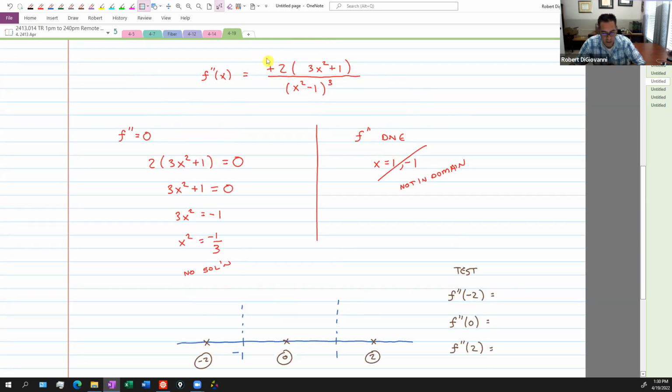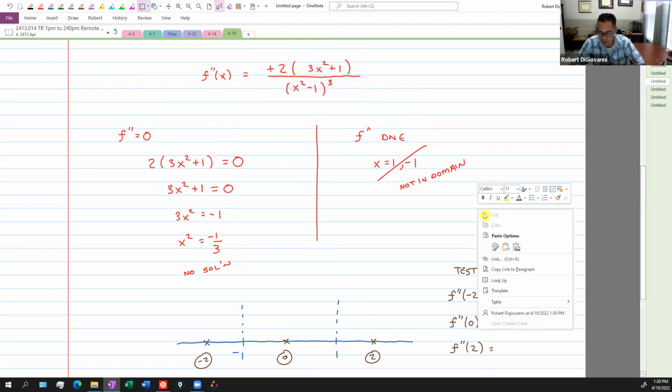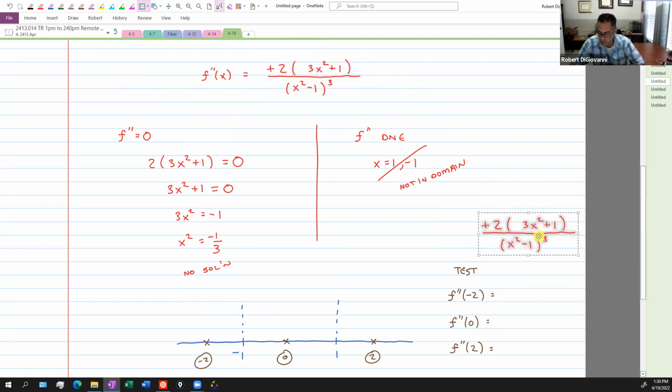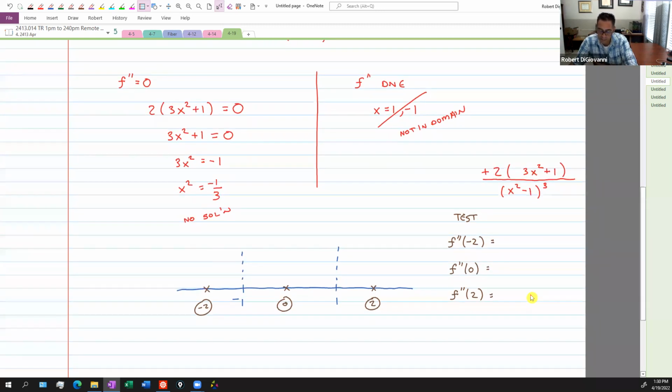Where's my second derivative? Right here. I'm going to copy this and bring it down here so we can see it. So there's my second derivative. We have to test these, so let's be careful. What can you tell me about the numerator? What will the numerator always be? Positive, right? Because look, I'm going to square a number, it's going to be positive. Multiply by 3, still positive. Add 1, still positive. Multiply by 2, still positive. So my numerator is always positive. Always, always positive, right? So all I really care about is what's happening on the denominator.